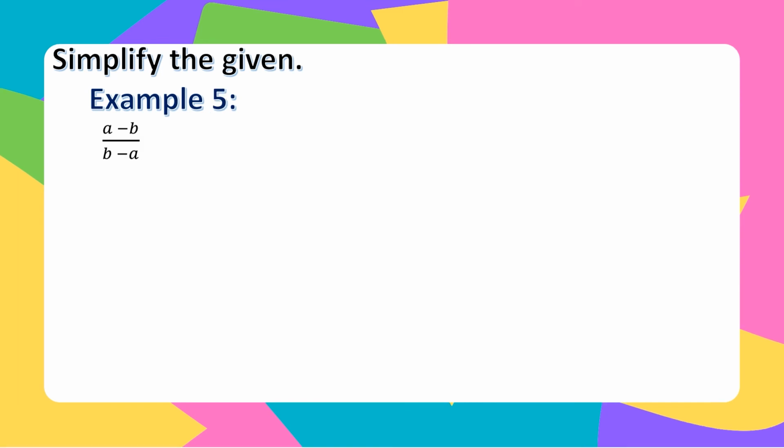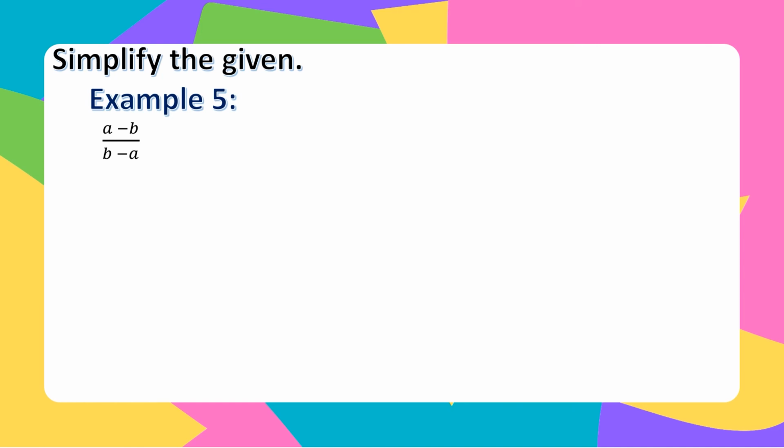In some instance, you may encounter certain situations where a factor in the numerator is in opposite sign of a factor in the denominator. To proceed with this kind of problem, factor out negative 1 or a negative number so that the factors will become equivalent. In example number 5, we have simplify a minus b over b minus a.